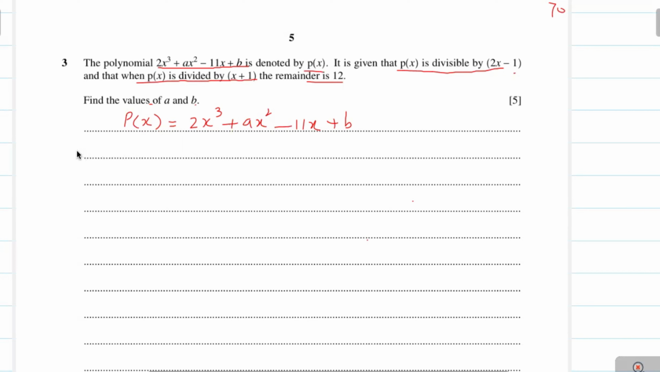Next, here 2x minus 1 is a factor of this polynomial function. Therefore, we can write it as x equal to 1 over 2. Therefore, p of 1 over 2 will be equal to 0 because this polynomial is divisible by 2x minus 1. Now we substitute this value 1 over 2 in this polynomial.